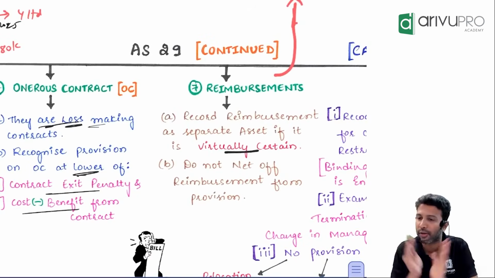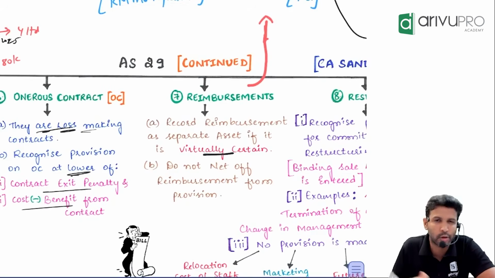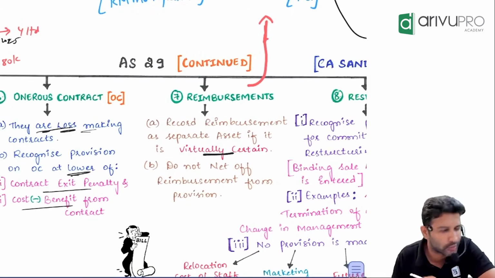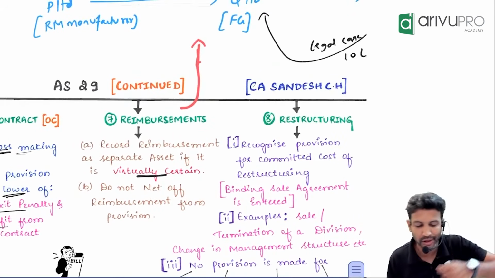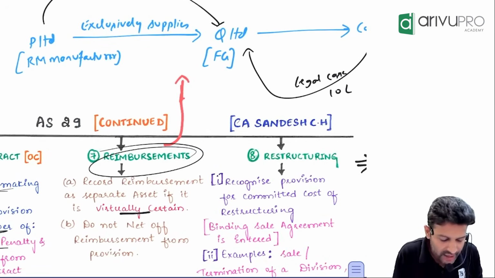That's where you make the provision for the onerous contract. Anyway, they will not ask you for the provision definition. They may give you a numerical and ask you to solve. So this is good enough for solving. Why worry too much about definitions? Next is something called reimbursement.